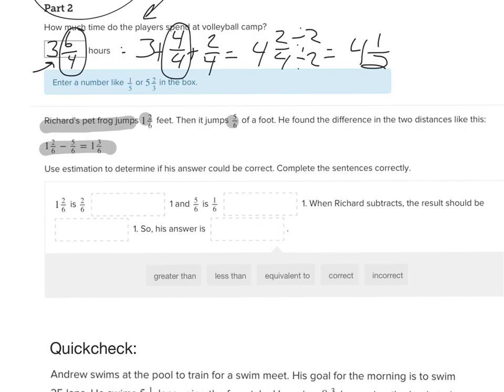So we're using estimation. So I'm going to start here. 1 2/6 is 2/6 more than 1. So greater than. I'm not going to write it all, but you know what I mean. And 5/6 is what compared to 1? It's a sixth less than 1.